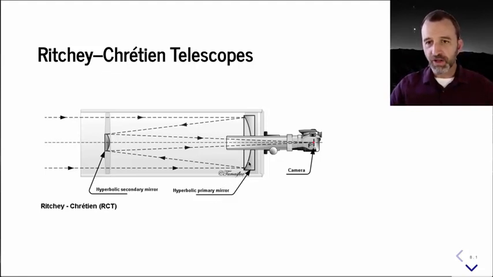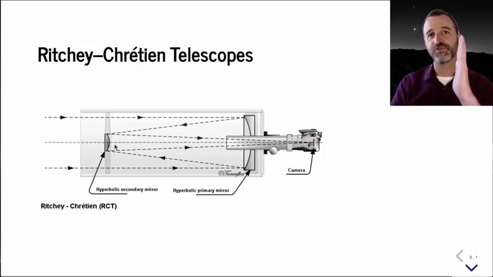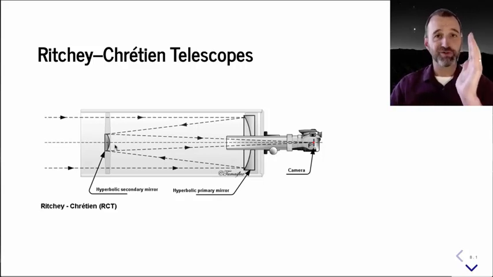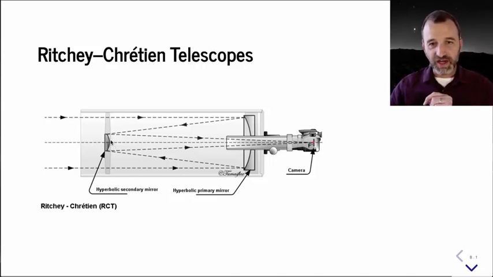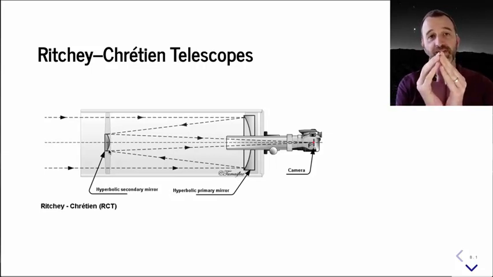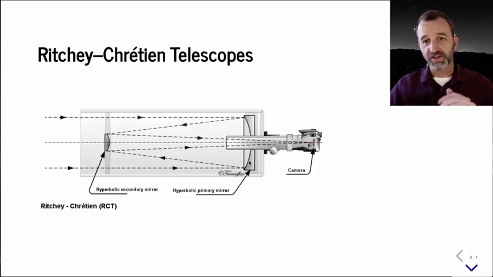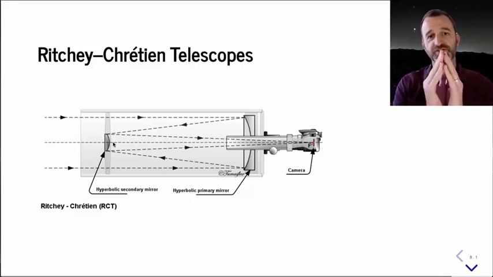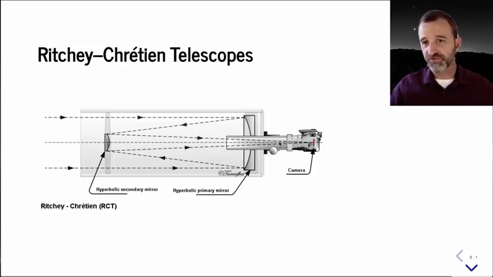So we have a hyperbolic primary here. Light bounces off that and goes to a secondary mirror. This secondary mirror is not a simple flat mirror, and it's not a parabola either. It's another hyperbola. You also notice that the secondary is convex. The primary mirror is concave, so it's bringing light to a focus. It would focus out here somewhere, but it hits this mirror, which is convex, and that slows down the beam and makes it focus farther away.